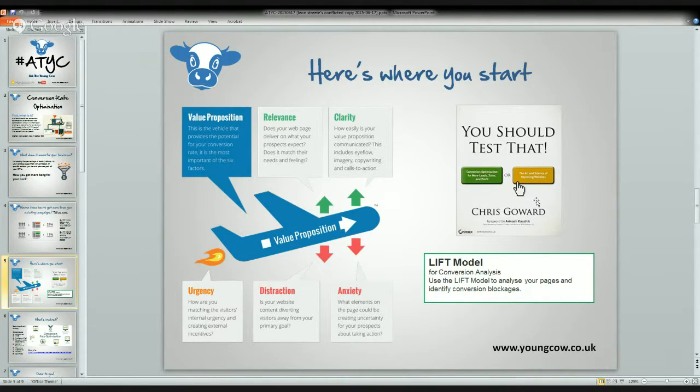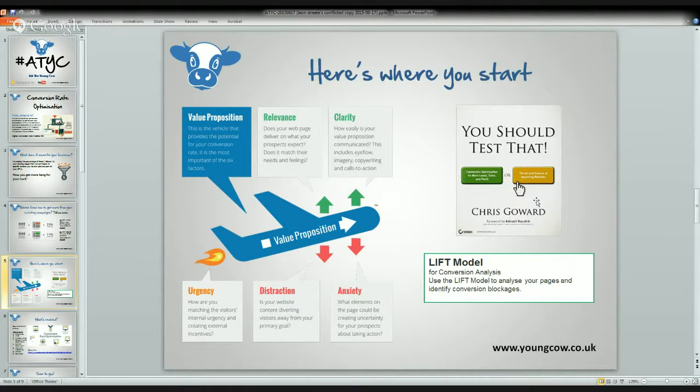Point 6, anxiety. So what elements on the page could be creating uncertainty of your prospects about taking action? So this could be maybe you have a product you're talking about and then further on in the page or even close to the top, wherever it is, you're then talking about another product that you have to offer and then maybe another and another. And what they always say is that a confused mind will always say no. So keep it focused. Just give them one action that you want them to take. That way you'll get either a yes or a no, and now you can start to drill down on decreasing those conversion blockages.